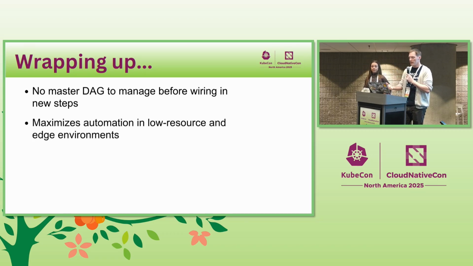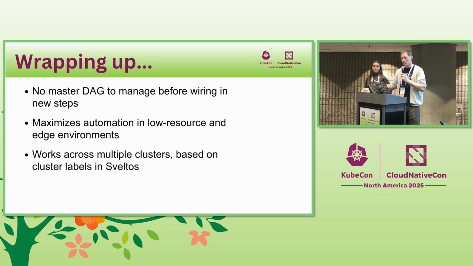It also maximizes automation in low resource and edge environments. It's using Kubernetes to manage your step deployment, right, your job deployment. So what happens if you're low on resources and you queue up a job? It'll just stay in pending state until resources are available, right? So that's all being handled by the Kubernetes server. We don't have to worry about that.